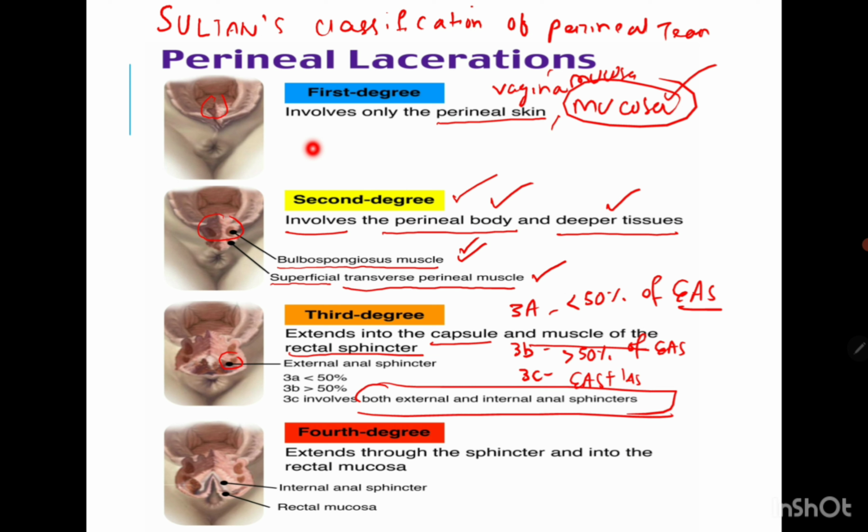So, very important. 3A and 3B are the extension into the capsule and the muscle of the external sphincter. In the external anal sphincter, 3A is less than 50% of the external anal sphincter complex and 3B is more than 50% of the external anal sphincter complex, and 3C involves both the external and the internal anal sphincters. Again, in the fourth degree, there is extension through the sphincters into the rectal mucosa. You can see this is the internal anal sphincter, it tears, and the rectal mucosa also tears.